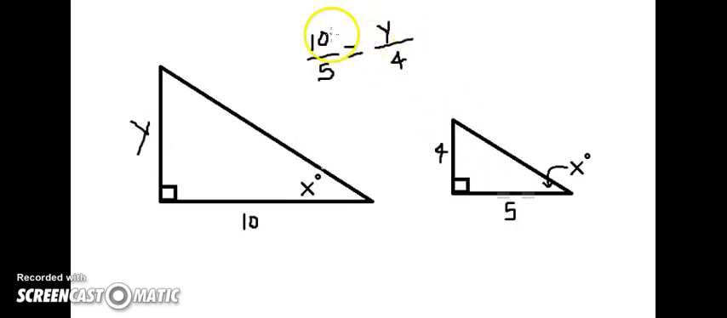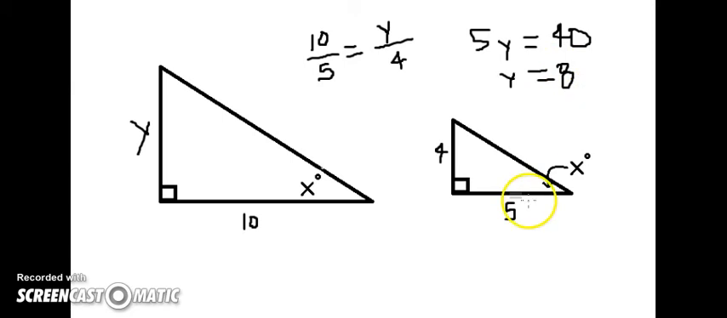Now you could have done this the other way and done 5 over 10, then it would be 4 over y. You just have to make sure you keep the numbers from the same triangle on the top and the numbers from the same triangle on the bottom. Otherwise it's not going to work. Then you cross multiply. So you get 5y equals 40, and you get y equals 8. So that's similar triangles.